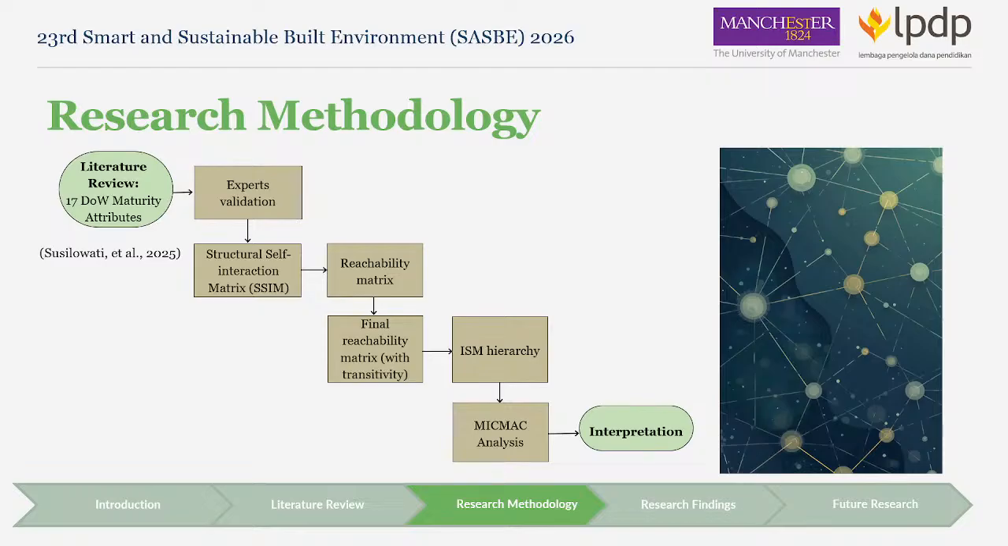This is the research methodology that we use. The 17 attributes were found from previous research based on our systematic literature review. In this research, we use expert validation about the relationships among the attributes, with ISM as the approach. Based on the expert validation, we calculate the structural self-interaction matrix. Then we develop the reachability matrix, and the final reachability matrix considers direct and indirect relationships. So we get the ISM hierarchy and MICMAC analysis.